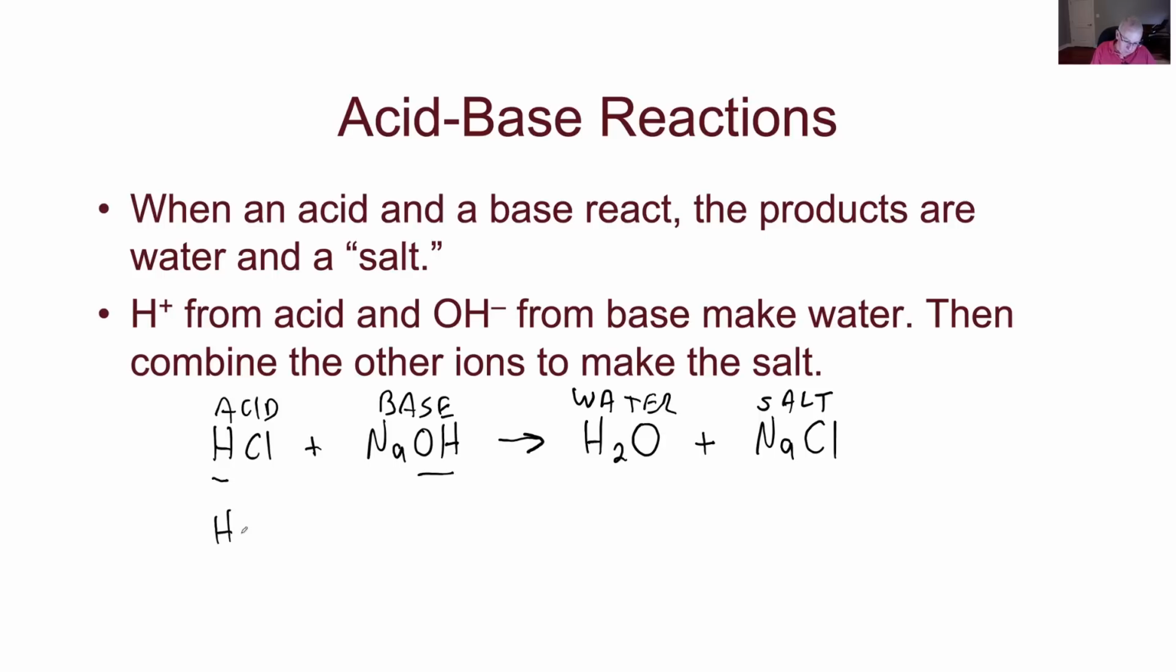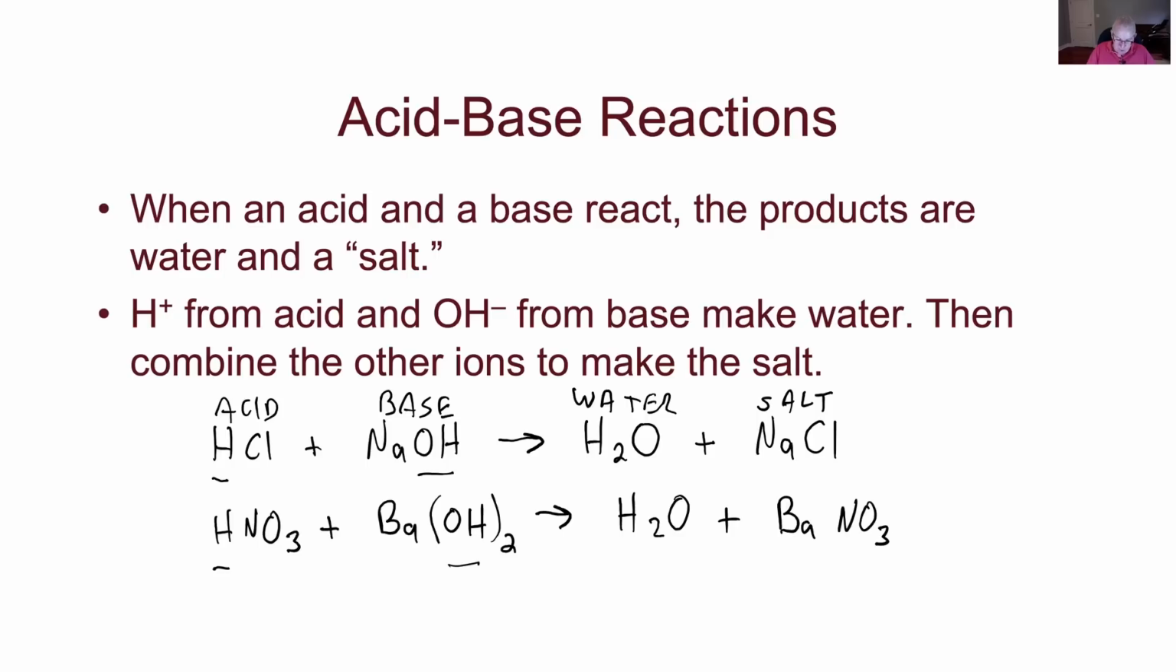Actually, suppose I'll do nitric acid. I'll do HNO3 just to be different. And now for my base, I'm going to use the other one that was mentioned in my strong acid slide. I'm going to do barium hydroxide, Ba(OH)2. Now, I still want to make water, so I get H2O. I need to make a salt, which is what are the other ions? The H is from here, the OH from there, so my other ions are barium and nitrate. So I have to make barium and nitrate.